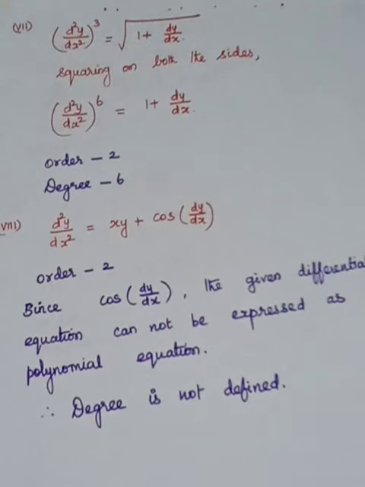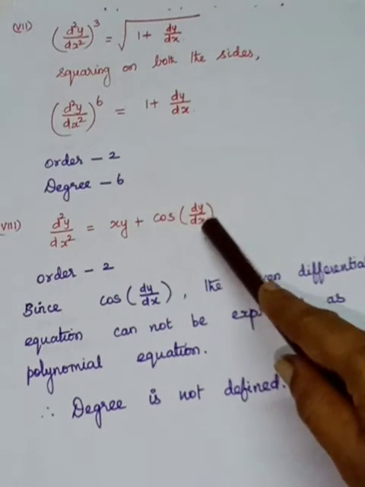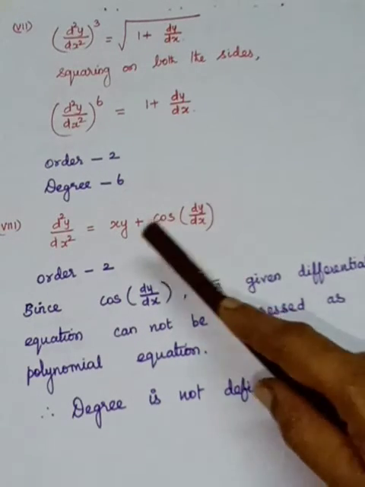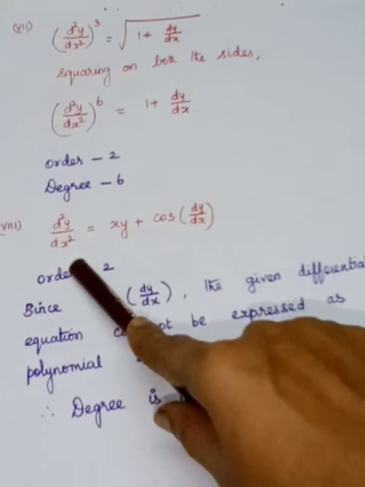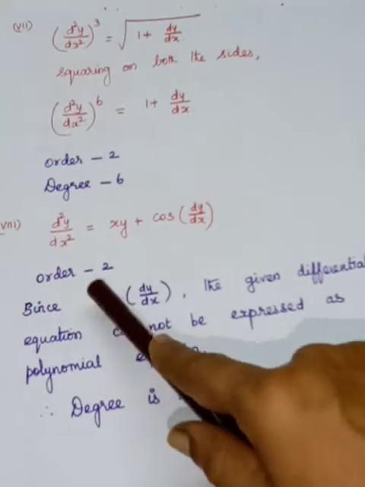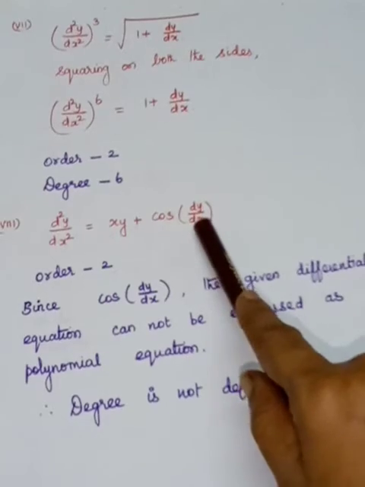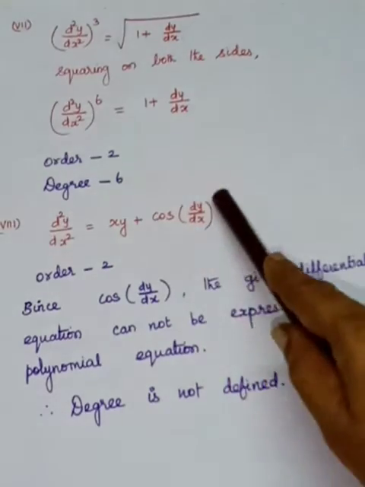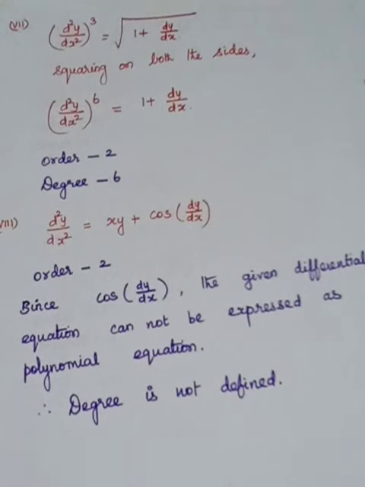Come to the 8th one. See the question. Here, what is the order? What are the derivatives involved? dy by dx, first order derivative. Here you are having d squared y by dx squared also. So therefore the order is 2. But the degree is not defined. Why? Because the derivative dy by dx is the argument of the cosine function. So therefore this differential equation cannot be expressed in polynomial form. So therefore the degree is not defined.